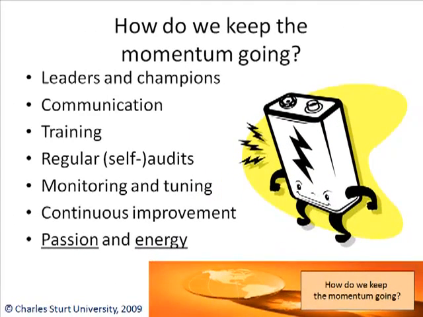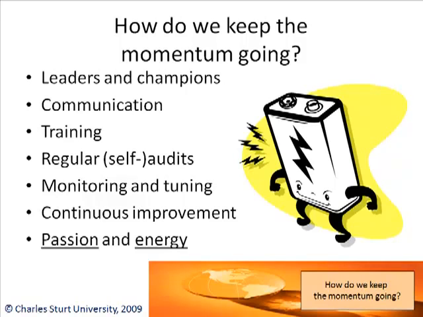And finally, at the last step, step number 6, how do we keep the whole momentum going? So we've done our service management implementation. We've increased maturity from level 2, for example, to level 3. So how do we stay at level 3? Because we don't want to slide back to old, previous, less mature levels.